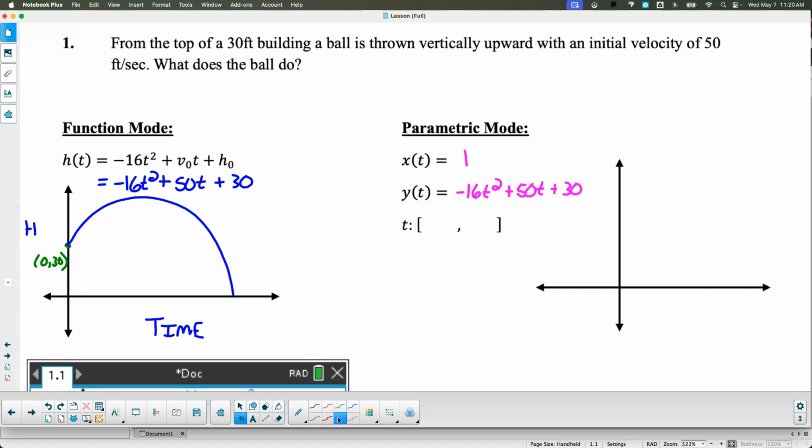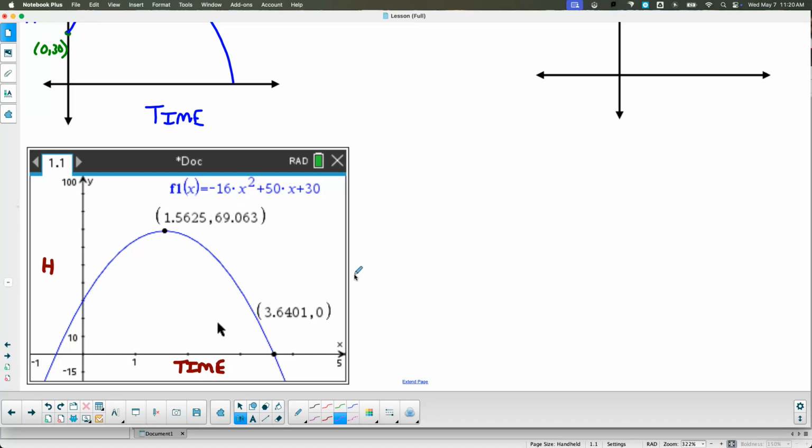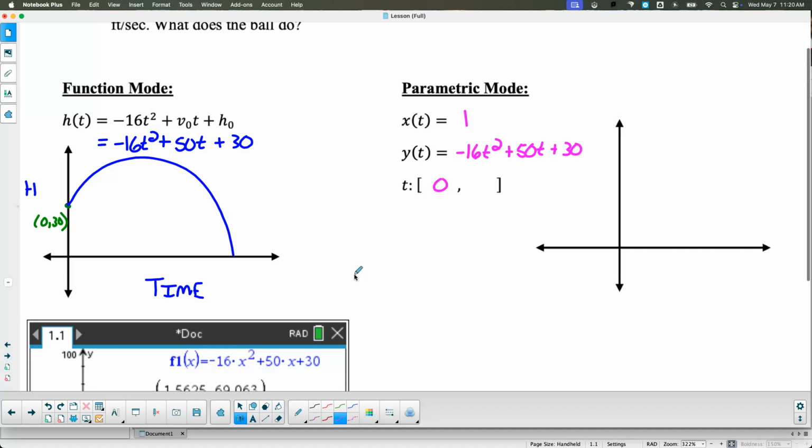Our t range will go from 0, that's when we initially release the object, but it's got to go past what? What does our t have to go farther than? 3.64. Okay, so we could do 4 there for our t value. If it goes less than 3.64, then our ball is going to get closer and closer to the ground, and it's going to just stop. It's not going to hit the ground. So we want it to go past there. Okay?